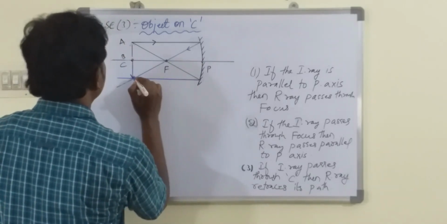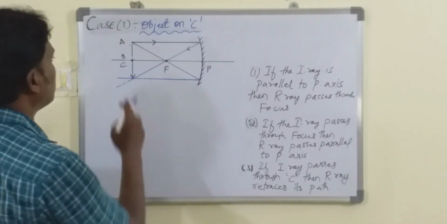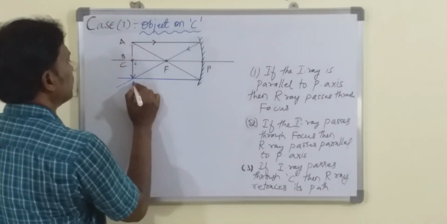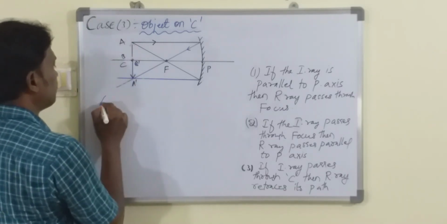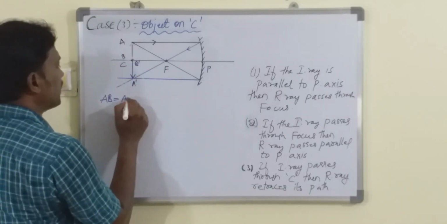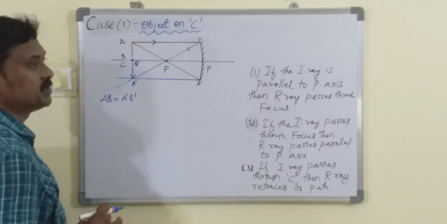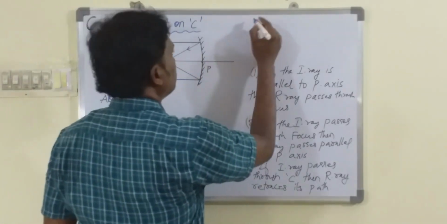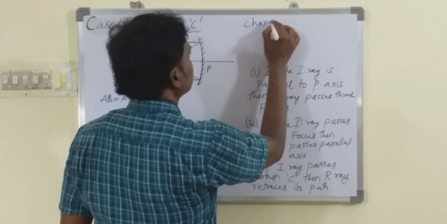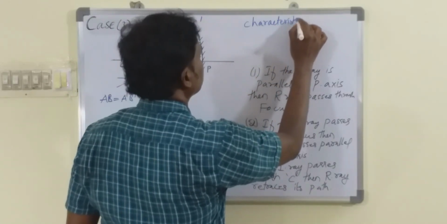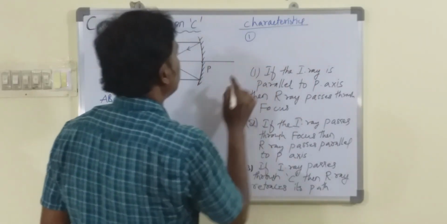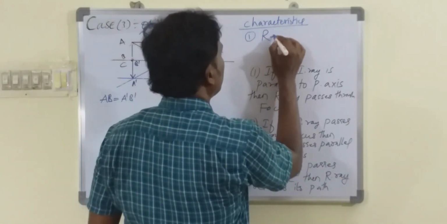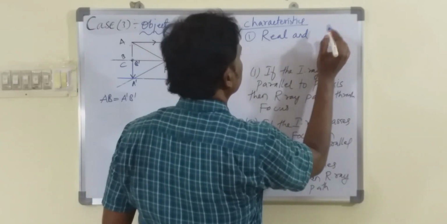So generally this is a very special case. Why? Because here you can see that the size of the object and the size of the image both are same. AB is equal to A dash B dash. The size of the object is equal to size of the image. Let me write the characteristics here. The first one is the image is real and inverted.